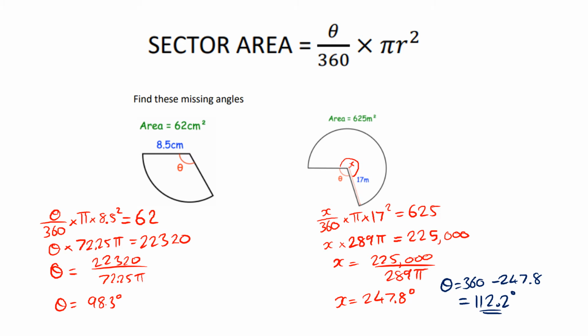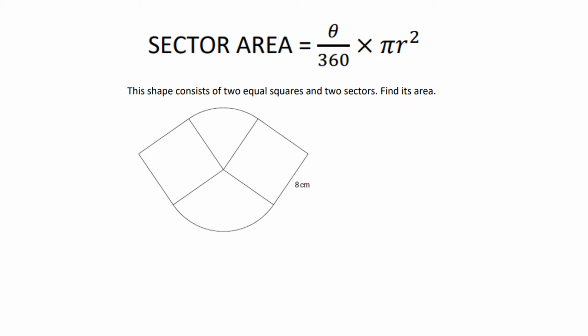What about arcs? Actually, I think I said that too soon. One more question on sectors. This is the toughest GCSE question I could find based on what we can do so far. We've got a shape here that consists of two equal squares, we can see they are here, and two sectors, which we can see are here. We want to find the area of the whole thing.